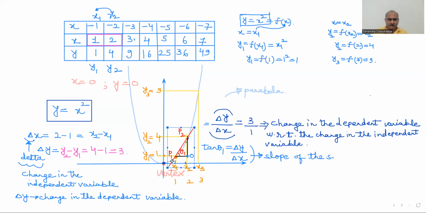Let's extend this line. So it's a line, right? It's not a line segment now, it's a line. So the slope of the secant is tan theta 1, which is delta y by delta x. Now what is secant, what is tangent? I'll explain this to you first.